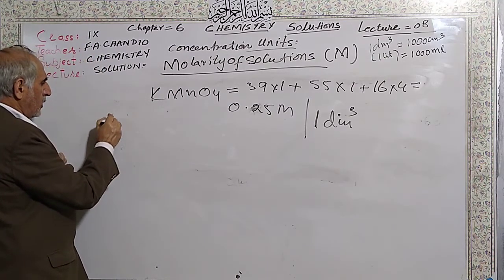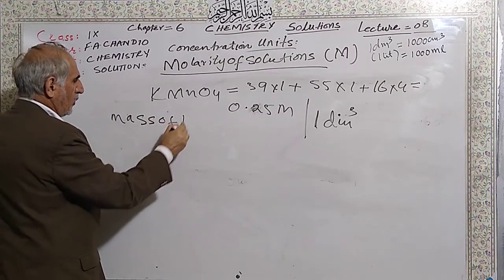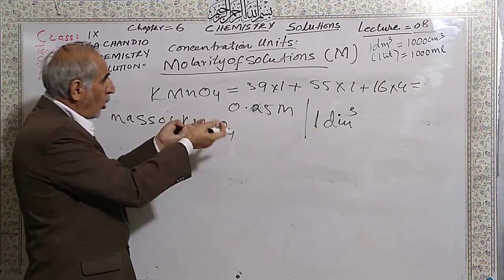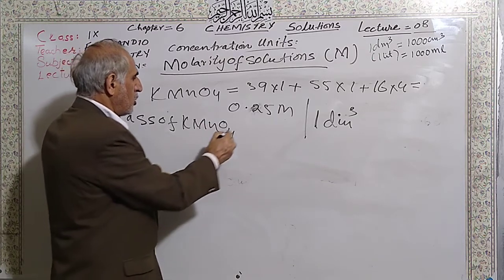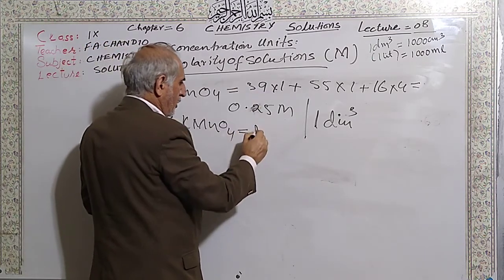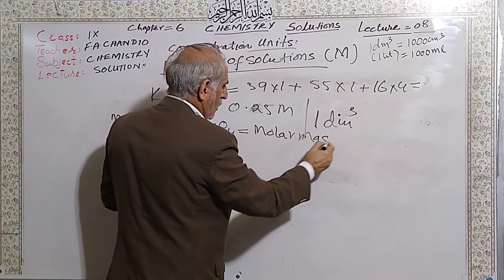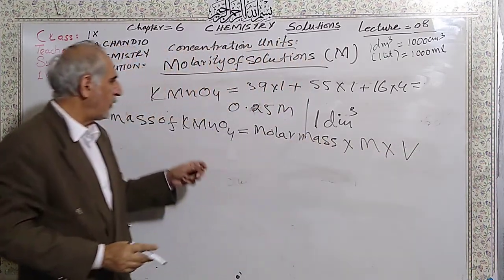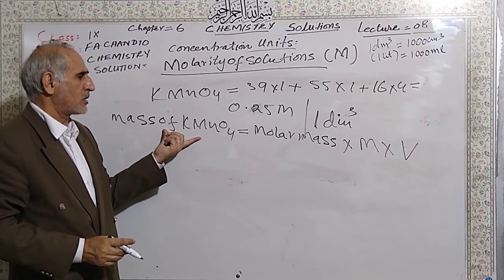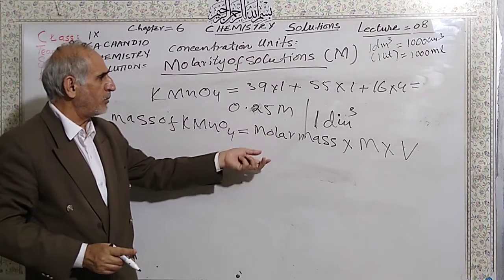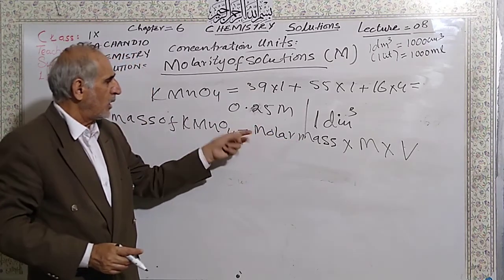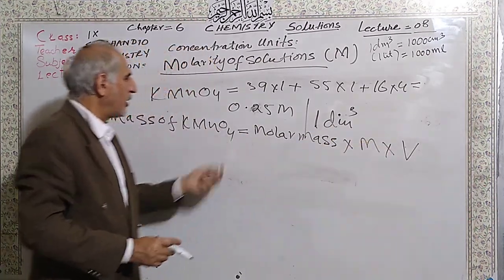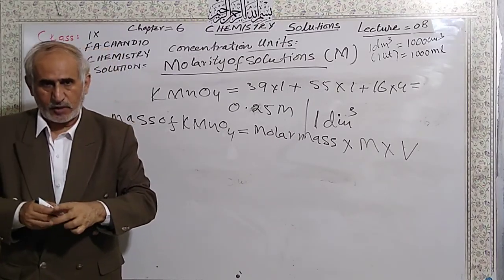When I calculate this, the mass of potassium permanganate, how many grams do I take for the water? So I have to find the mass. What is the formula? Molar mass multiplied by molarity multiplied by volume. If you multiply all, you will get the mass. Molar mass is 158. Calculate the mass in gram. Molarity is given, and volume 1 decimeter cube is given, then you have to calculate here. So, next, inshallah, we continue.